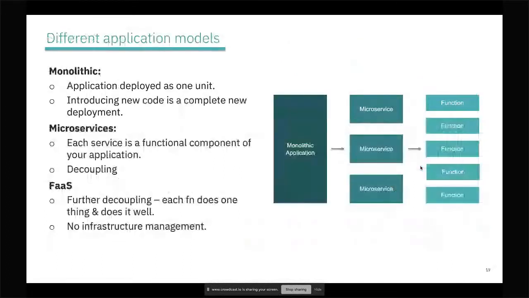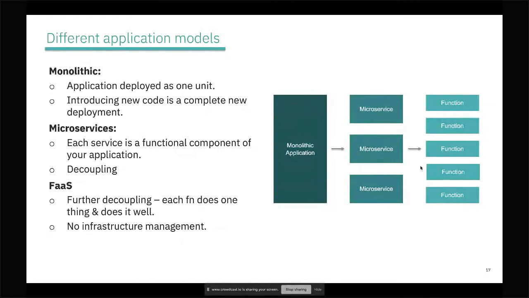There are also different application models. So we've all come from the monolithic architecture to microservices and then to functions. So monolithic is where you're deploying everything as a single unit. And when you're trying to introduce even a single line of code change within your applications, you have to deploy the whole application.